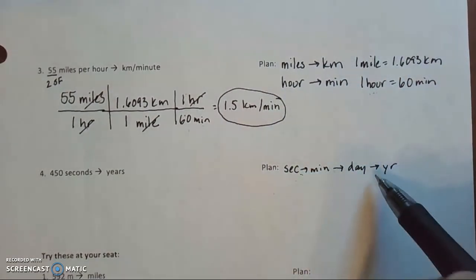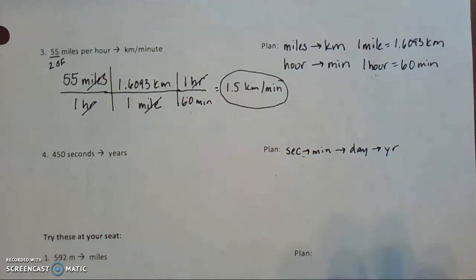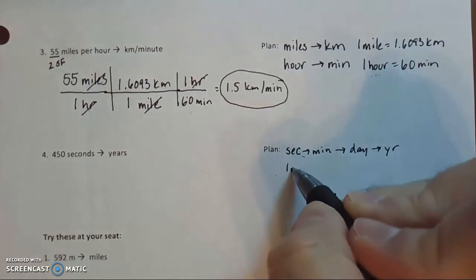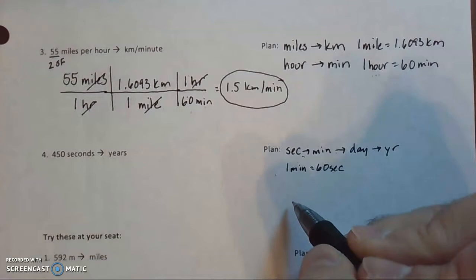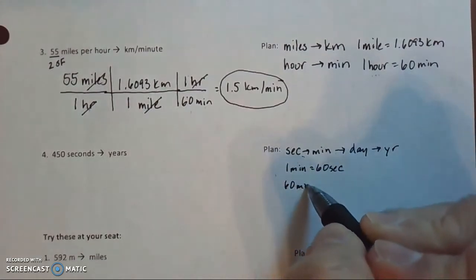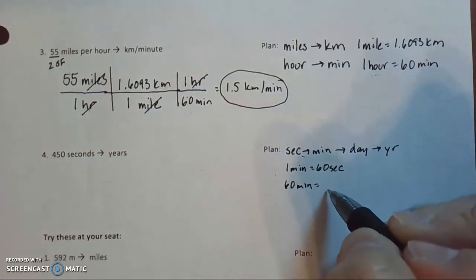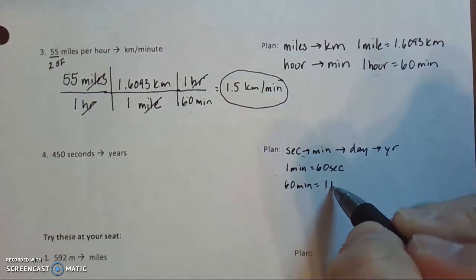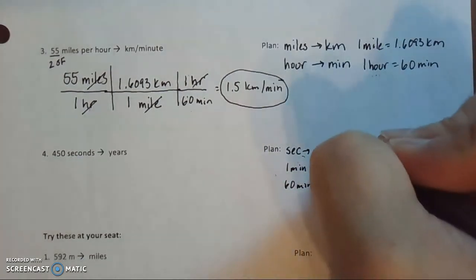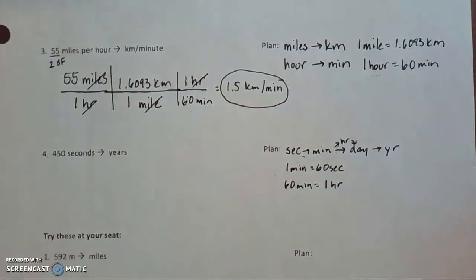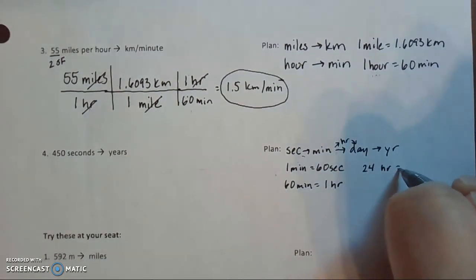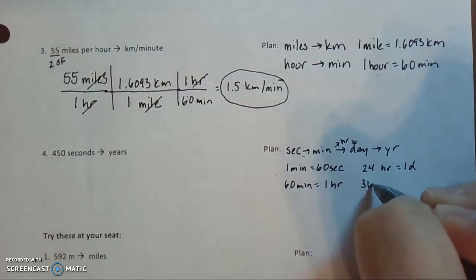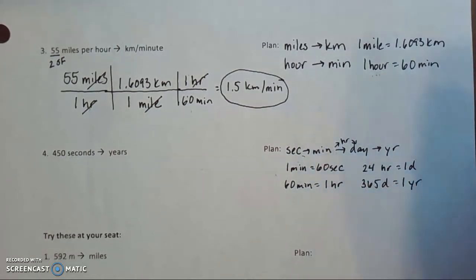So this is a 1, 2, 3-step conversion. So we need 3 unit multipliers. So 1 minute is equal to 60 seconds. We have 60 minutes is equal to 1 hour. Oh, I forgot hours on here. Boy, I'm making all kinds of mistakes. So it's actually going to be a 4-step conversion. We have 24 hours is equal to 1 day, and we have 365 days is equal to 1 year. We're not going to worry about leap years or anything like that.